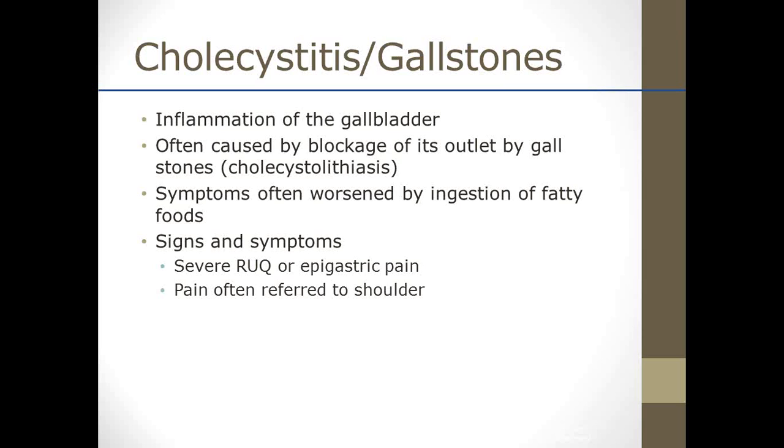So severe upper right quadrant or epigastric pain, that top of the stomach type pain, and oftentimes this is referred to the right shoulder. A good thing to ask your patient about is if they've ever had a history of gallstones. If they have, it's much more likely that they're having another episode.